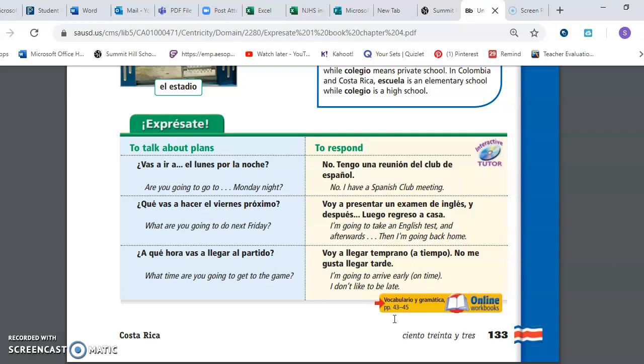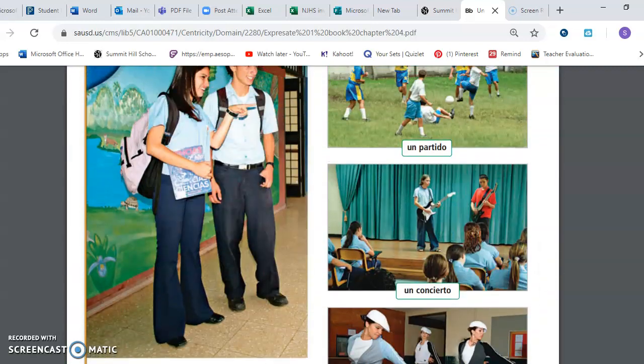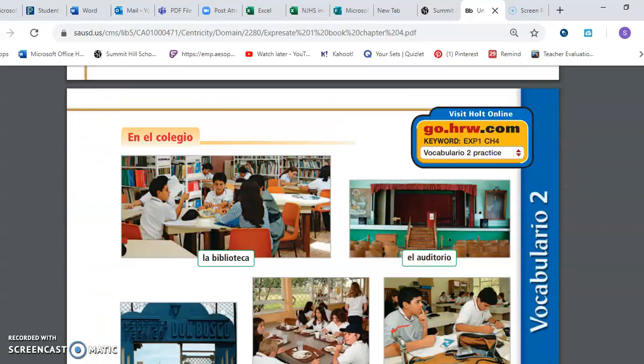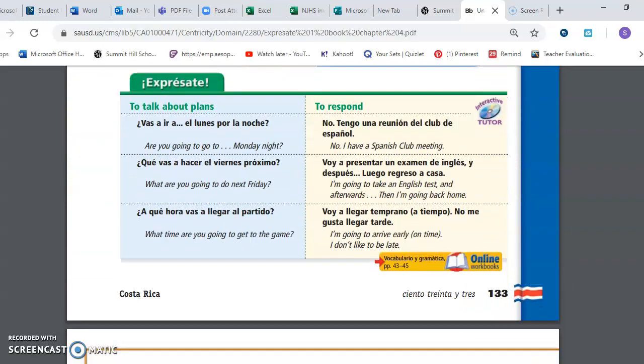Alrighty, look right in here. Yo voy a presentar un examen de inglés y después, blank, blank, blank, luego regreso a casa. So what are you going to do next Friday? Voy a presentar un examen de inglés. I am going to take an English test and afterwards, y después, blah, blah, blah, luego regreso a casa. When we're using these kinds of questions, you could use places, I'm sorry, un partido, voy a un partido. You could say voy a un partido, voy a una clase de baile. You could also use voy a cantar, voy a bailar y después regreso a clase.